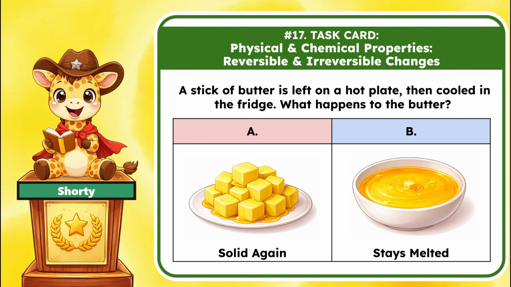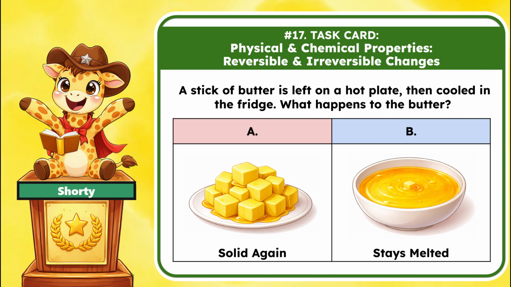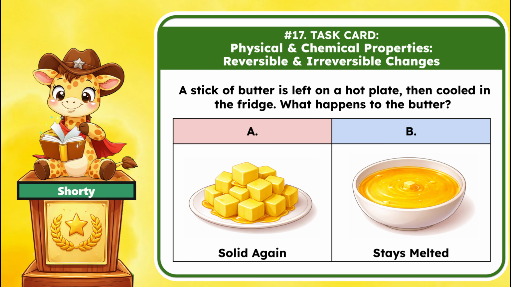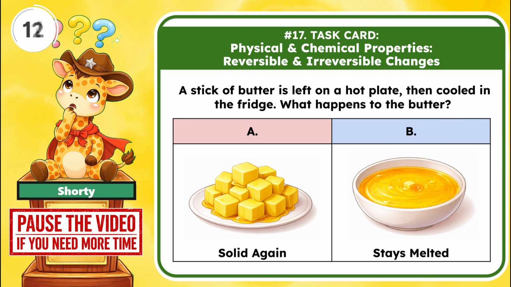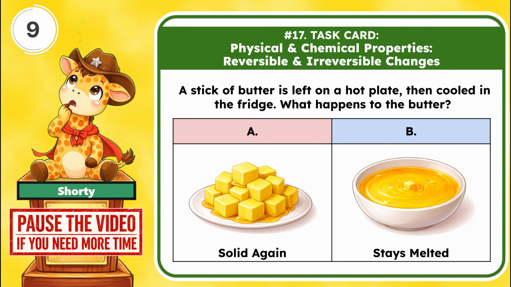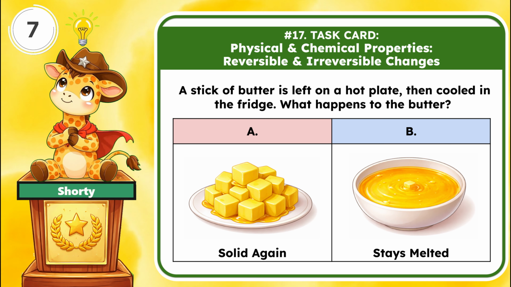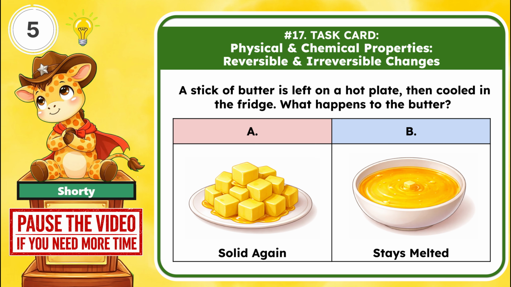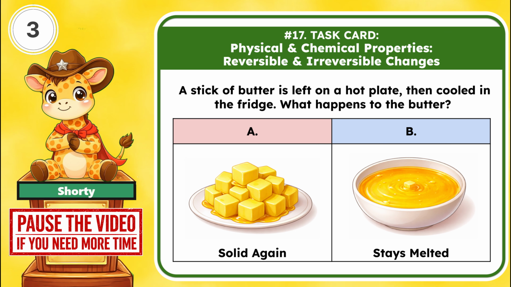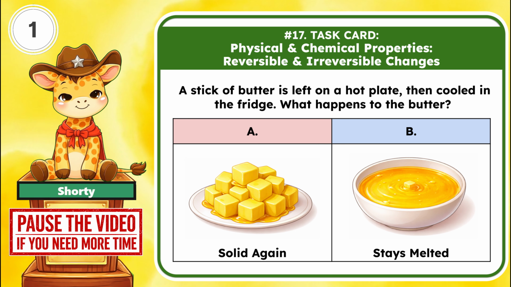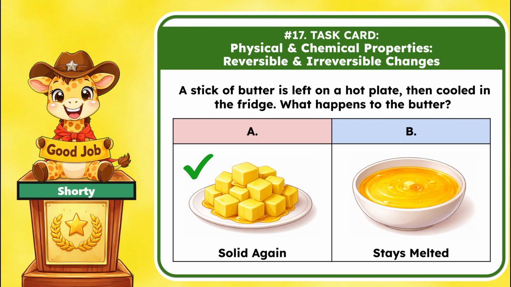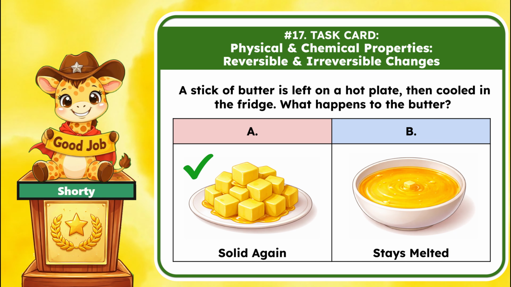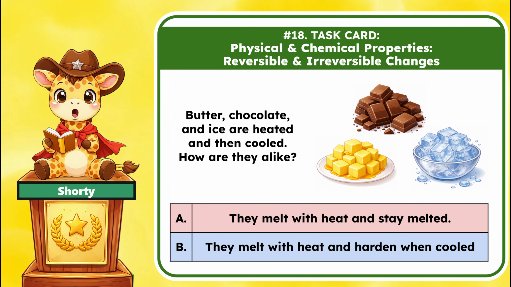A stick of butter is left on a hot plate, then cooled in the fridge. What happens to the butter? And the correct answer is letter A. Solid again.